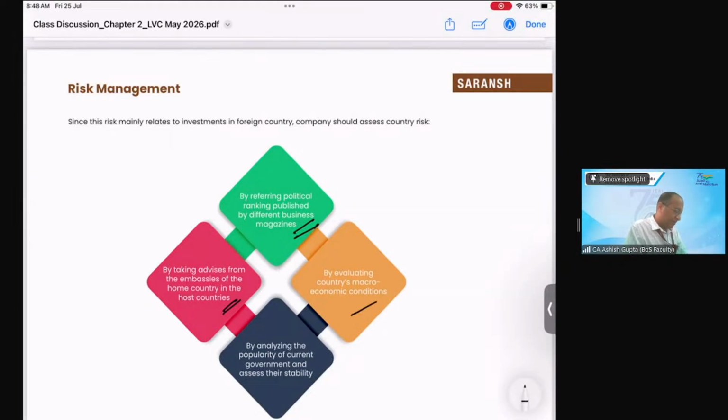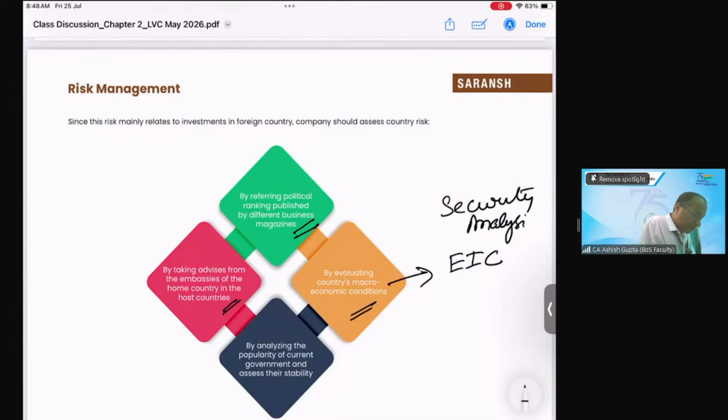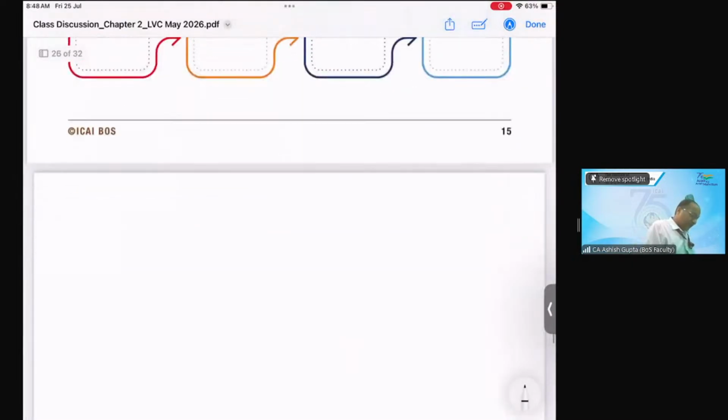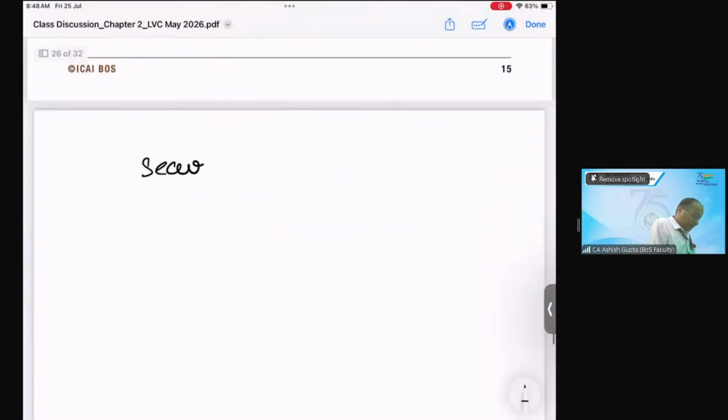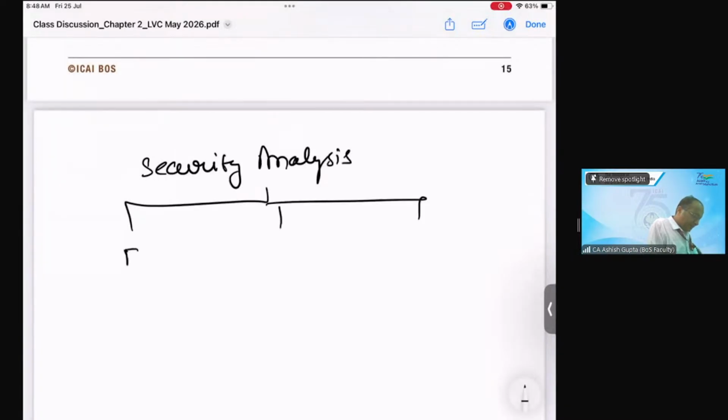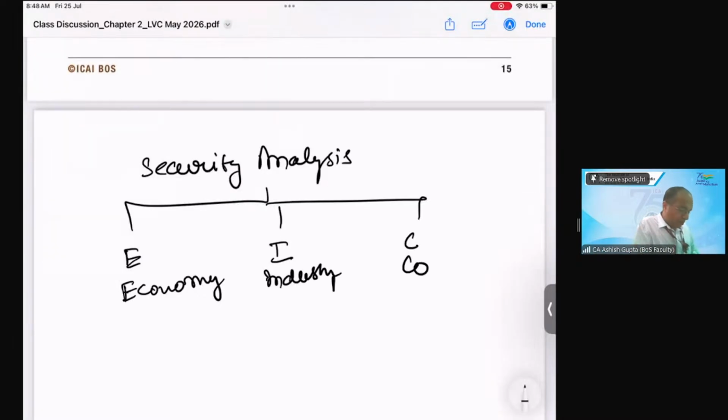Then, evaluating the country's macroeconomic condition is one of the very important ones because it is also linked to the topic of EIC analysis, which we shall discuss when we come to security analysis. Normally we carry out the EIC analysis. E means economy, I means industry, and C means company.